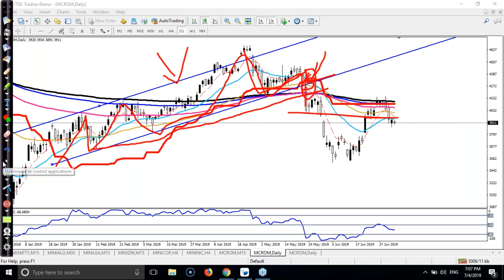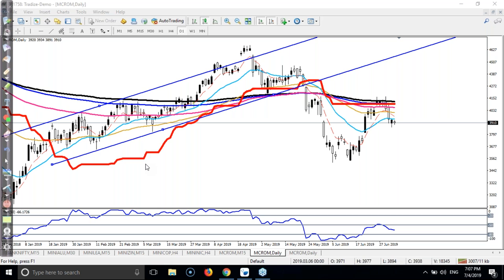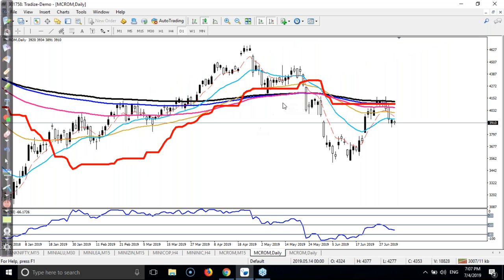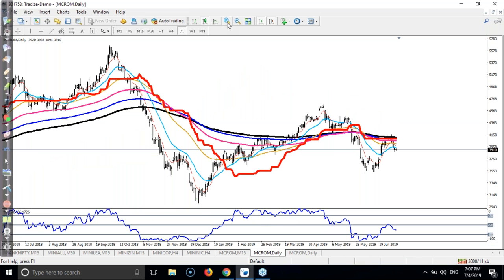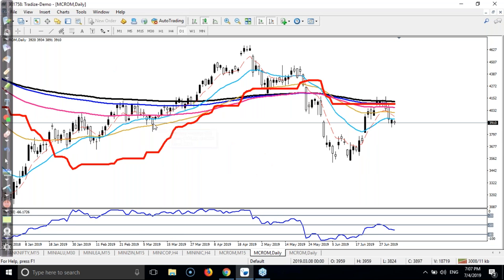This is the main thing by which we can find out the trend. First we have seen the trend has changed in this area. Next we have to find out the support and resistance, right? How will you find the support and resistance? Let me zoom a little more here.